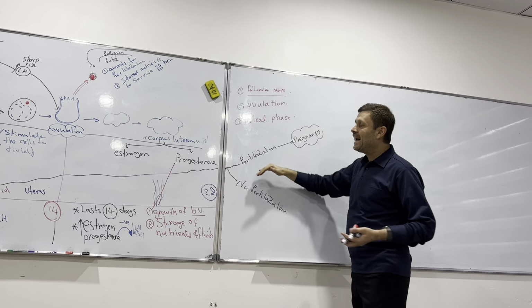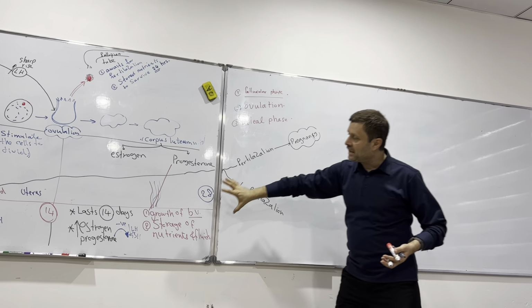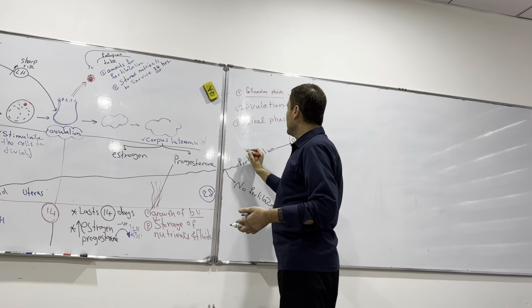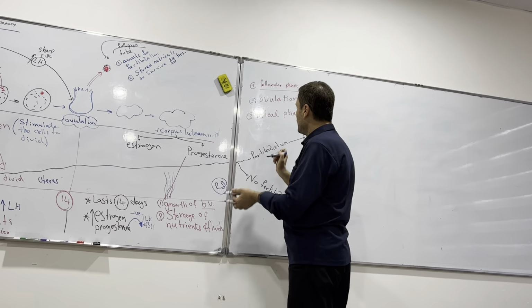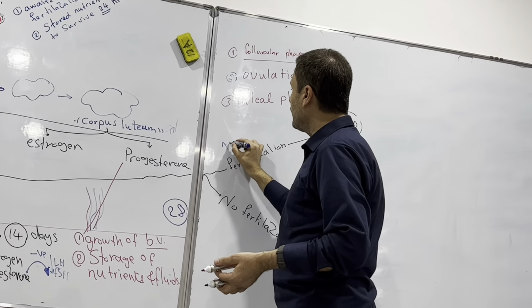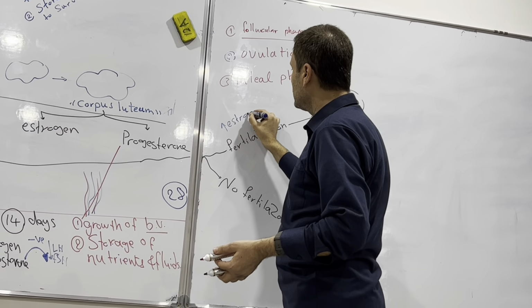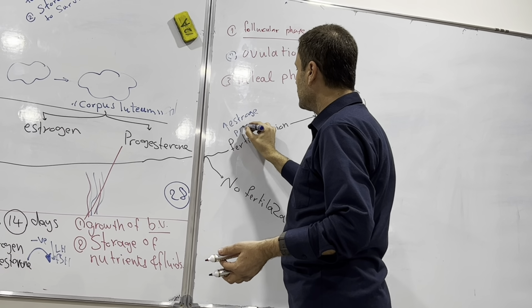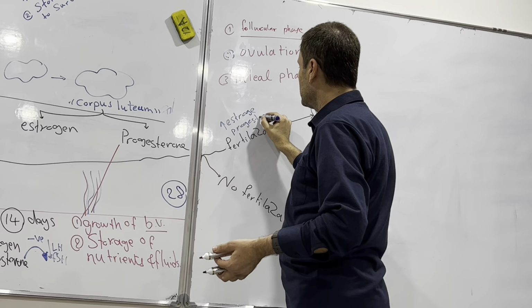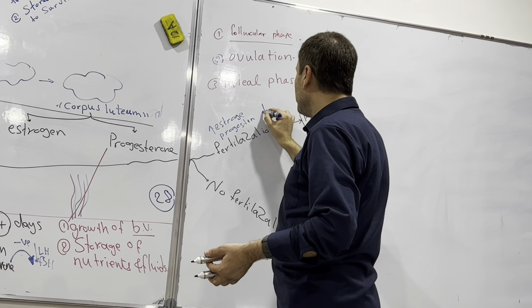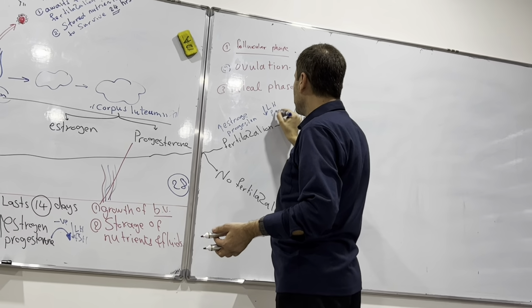And also, until birth, third phase hypertrophy. Until birth, we have a high level of estrogen and progesterone and a low level of LH and FSH.